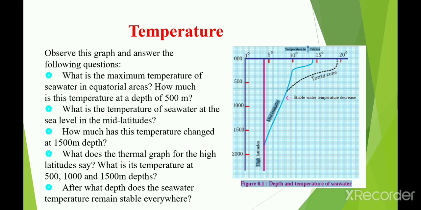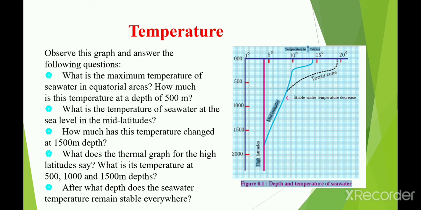See, figure number 6.1 shows depth and the temperature of seawater. Observe the graph and answer the following questions. First question: what is the maximum temperature of seawater in equatorial areas? How much is the temperature at a depth of 500 meter? The maximum temperature of seawater in equatorial areas is 18 degree Celsius. At the depth of 500 meter, the temperature of seawater is 11 degree Celsius.